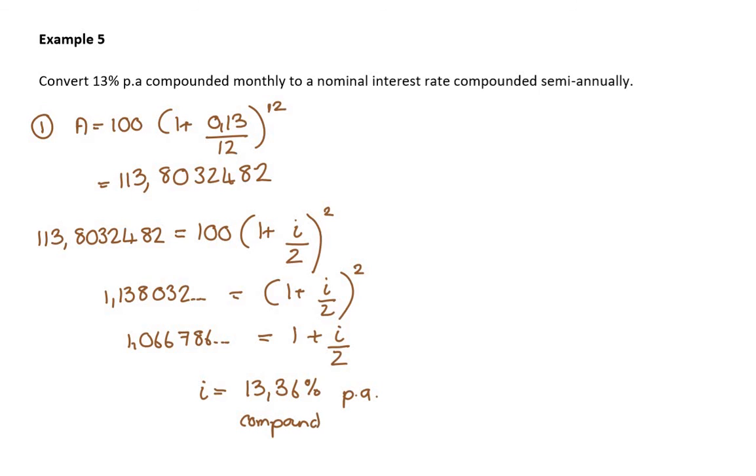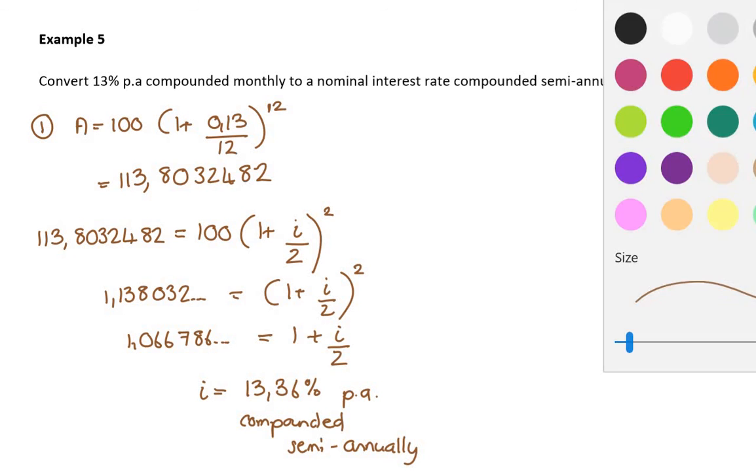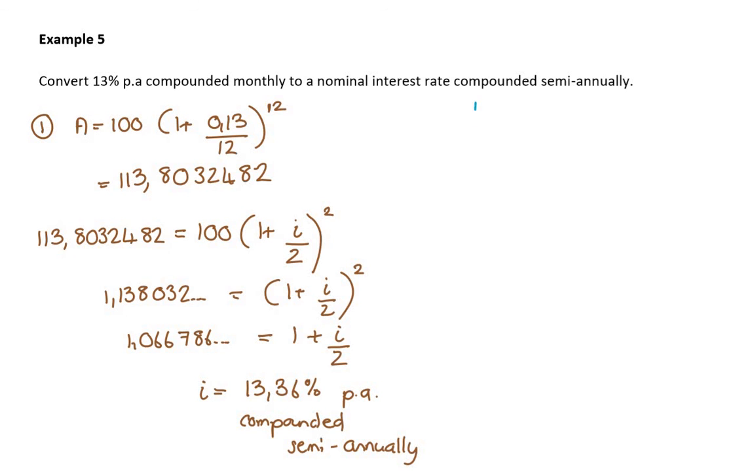Now that would be per annum compounded semi-annually. So you've converted between two nominal interest rates. So it's exactly the same method. Now let's just check whether this makes logical sense. So 13% compounded monthly, it's bigger compounded semi-annually. Now that makes complete sense because you're only getting interest twice in the year. So you're only getting interest on interest twice. Whereas with monthly, that would be every month.